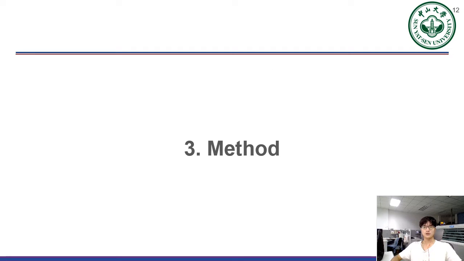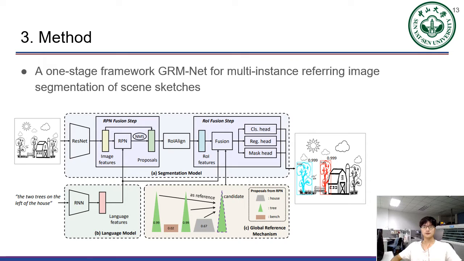Next, I will introduce our method. We propose a one-stage framework, GIMNet, for multi-instance reference image segmentation of scene sketches with a two-step language fusion in a coarse-to-fine manner. The framework consists of three parts: A. Segmentation model, B. Language model, and C. Global reference mechanism. Here we mainly describe the global reference mechanism. For other detailed information about our framework, please look at our main paper.